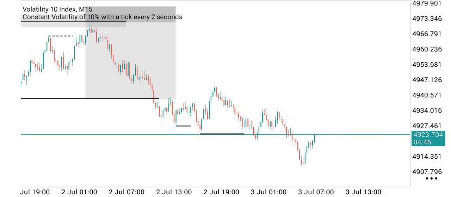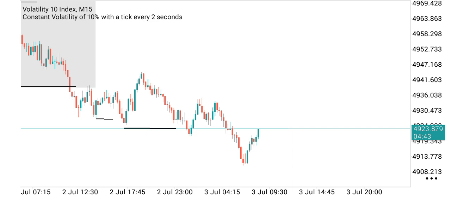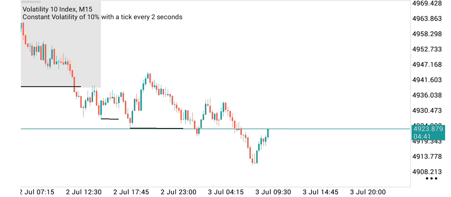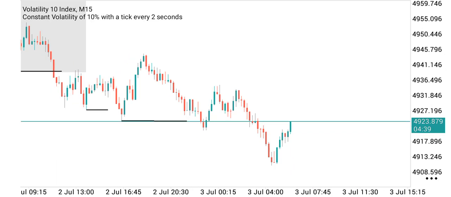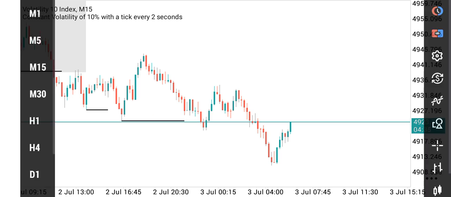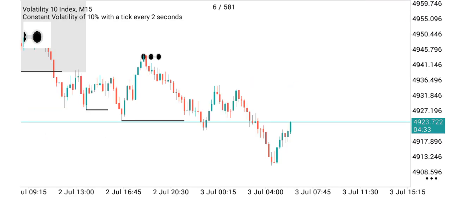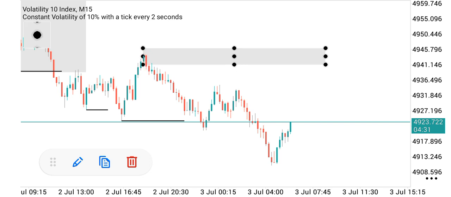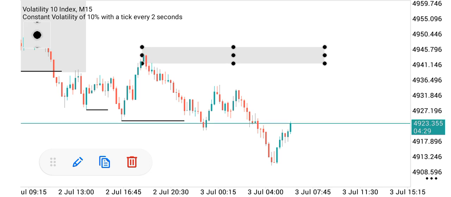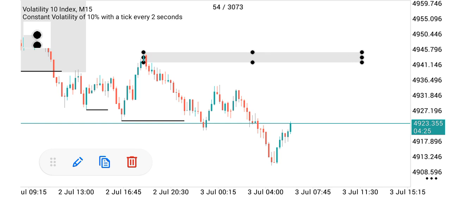So aligning your higher time frame with your lower time frame is the goal. Now I spot my order block, the unmitigated order block, which is this zone here. So let's mark my order block.